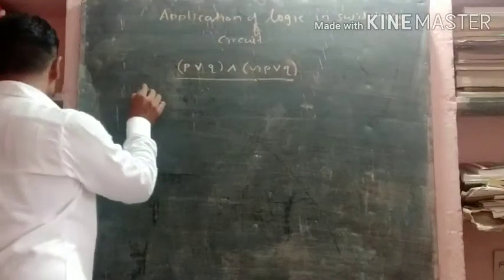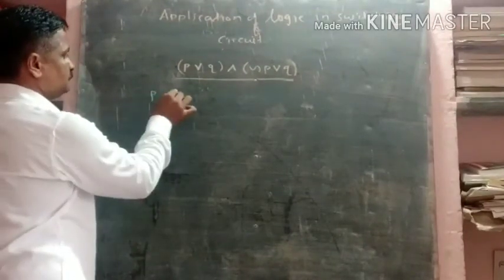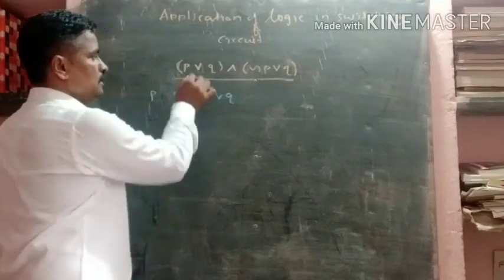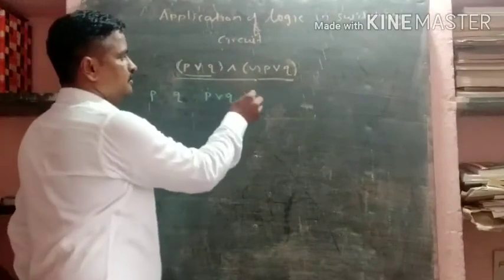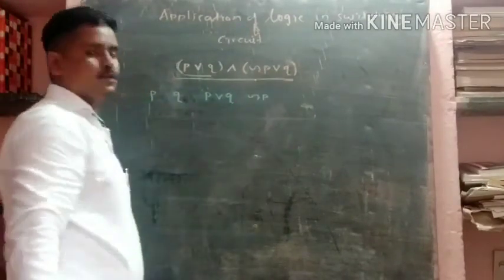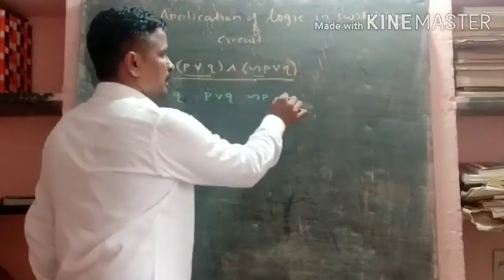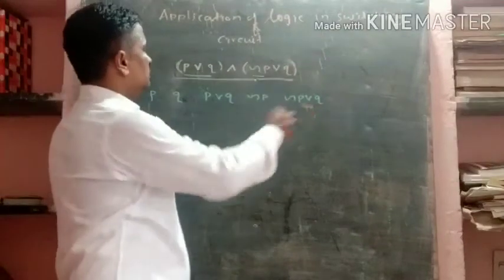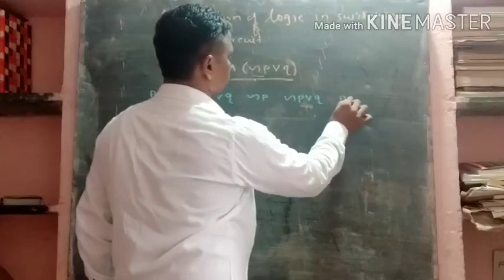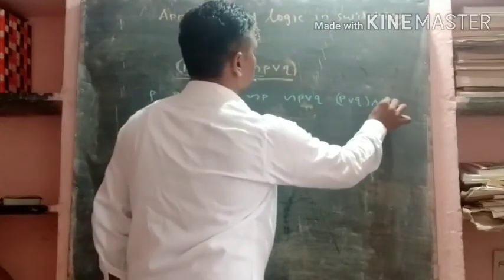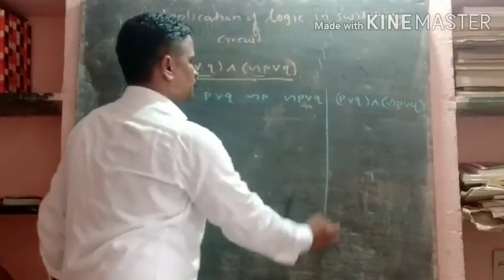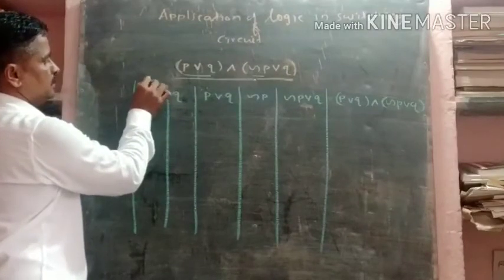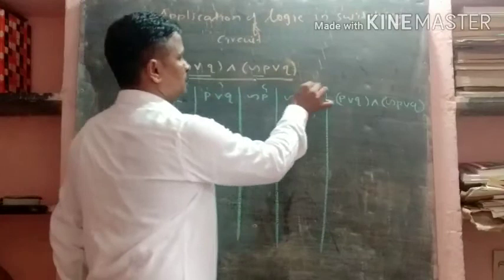So construct the table in this manner: P, Q, then P disjunction Q in brackets, and then negation of P. Next we obtain negation of P disjunction with Q, and lastly P disjunction Q conjunction with negation P disjunction with Q. So number the columns 1, 2, 3, 4, 5, 6.